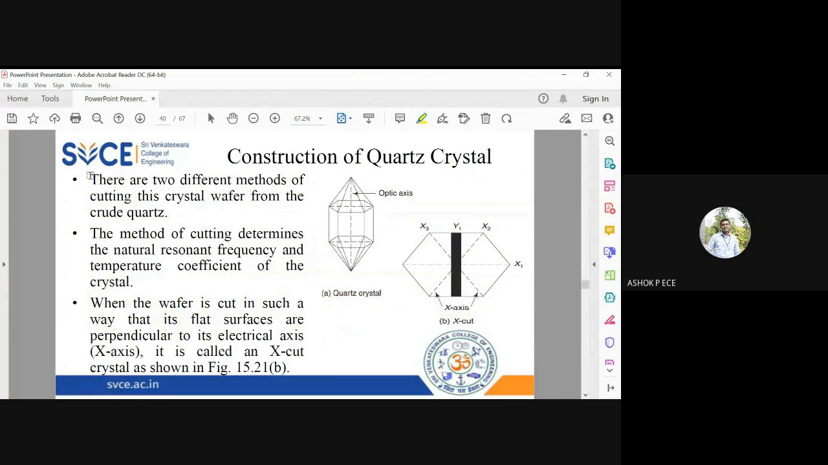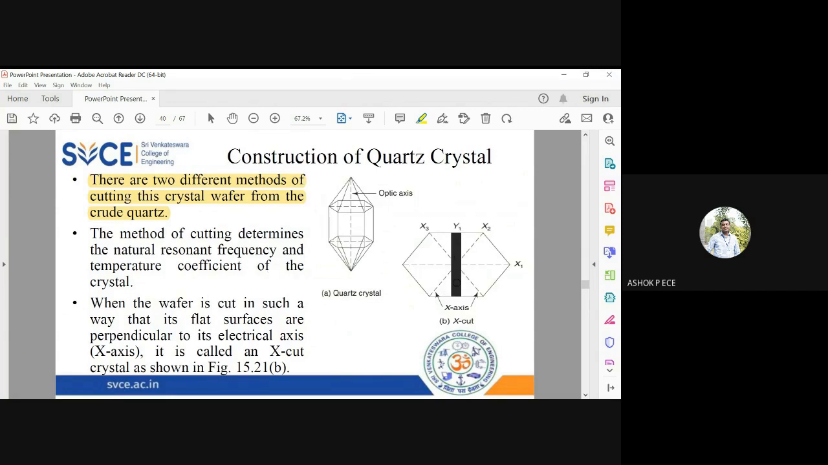So different ways of cutting the crystal are there. You can see this is your quartz crystal. It is a hexagonal, double hexagonal, bipyramidal structure. So you can see two hexagons, and above that you see a beautiful pyramid. So it is a double hexagonal pyramidal structure, and there are many methods of cutting your crystal.